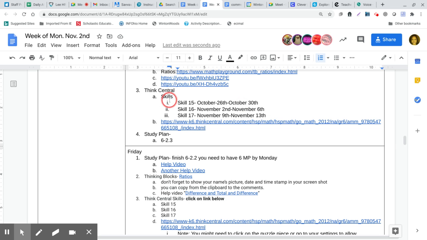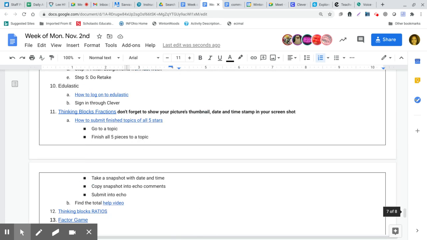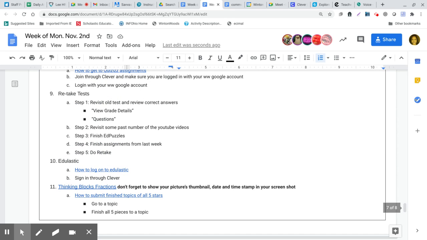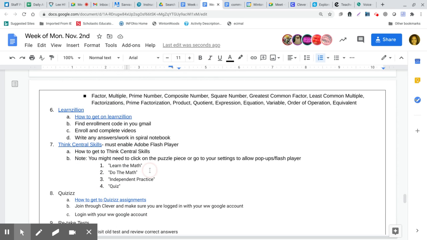All right, so the Think Skills October Skill 15 is October 26th to the 30th. This week is still Skill 16, and next week will be Skill 17. Now, when you do these skills, like I have outlined here, you need to do the learn the math, do the math, and the independent practice and the quiz. That's what I mean by do the skills.